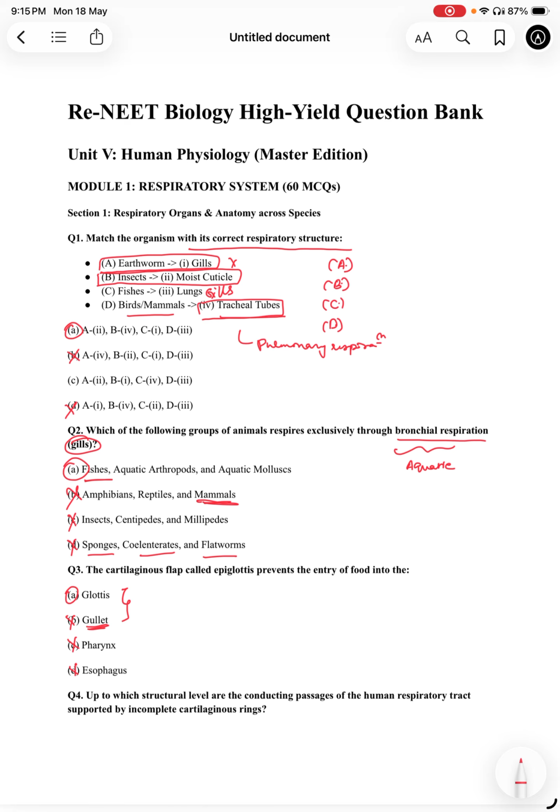Next question. Up to which structural level are the conducting passages of the human respiratory tract supported by incomplete cartilaginous rings?